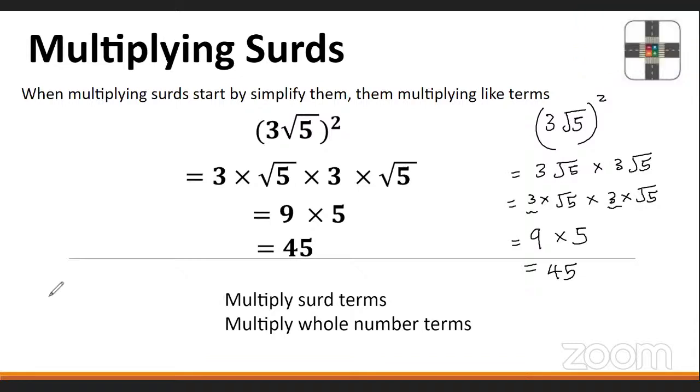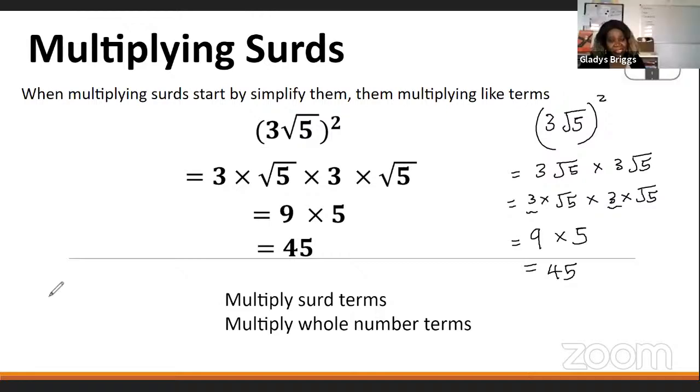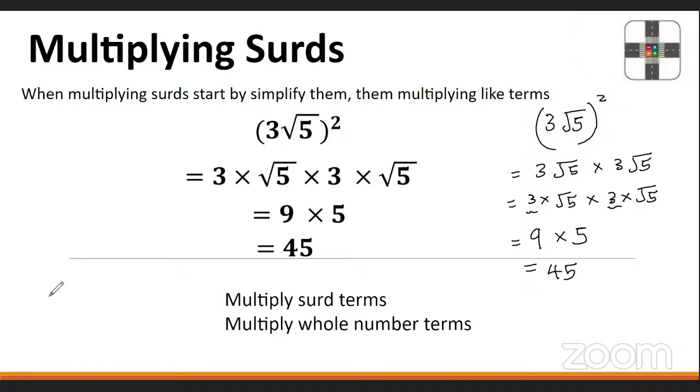So if it's squared, we do the number twice. Squared means a number times by itself. So 5 squared means 5 times 5.